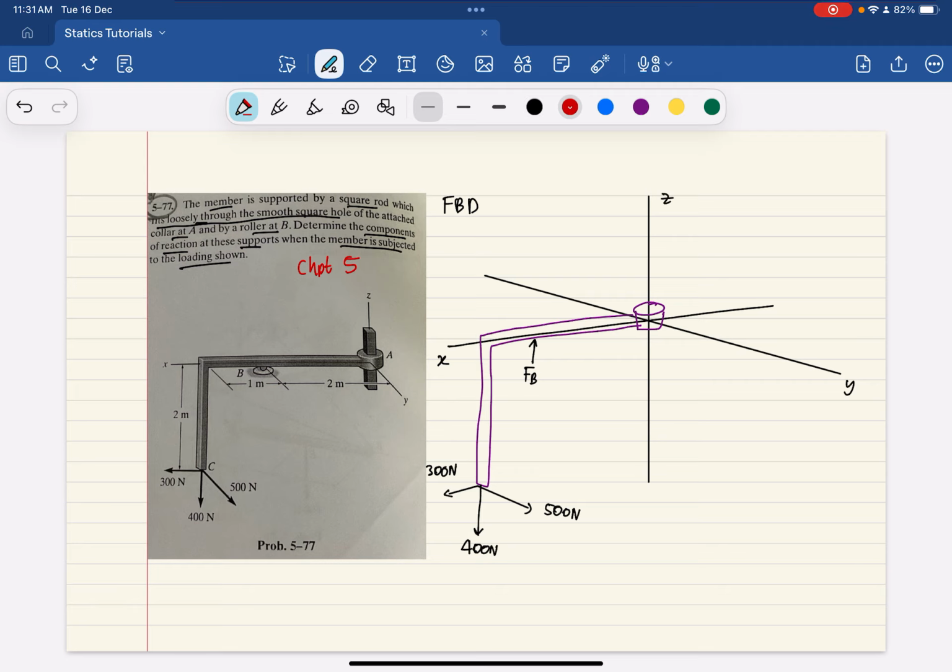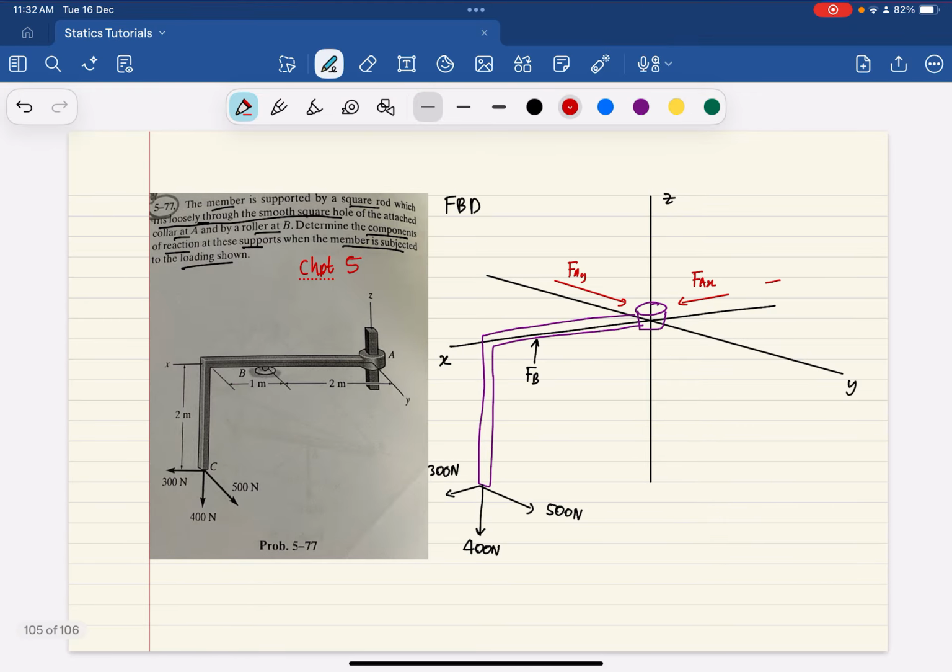a few limitations. First of all, it cannot move in the y direction, right? It's not movable at all. Second of all, it cannot move in the x direction as well. Then there's also the restriction that it cannot rotate. So that means that for the moment vector MAX there's a support reaction, and thus at MAY also there's a support reaction.